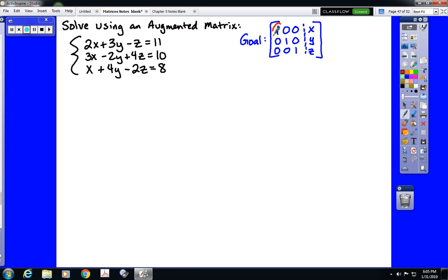We still start with a 1 in the first column and work our way down. Then we get a 1 in the second column and work the rest of that to zeros. Then we get the 1 in the third column and work our way up. You need to get each column completed before moving to the next column.